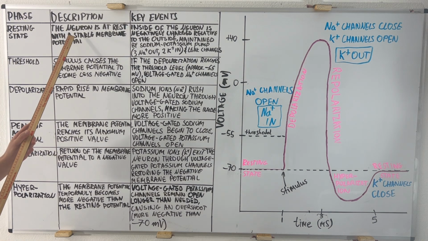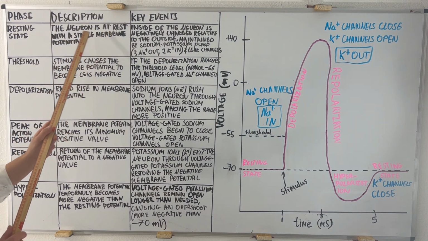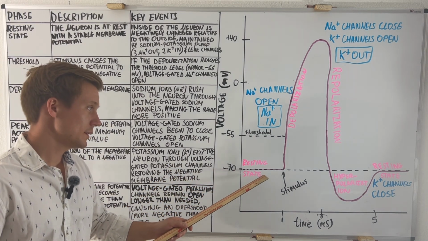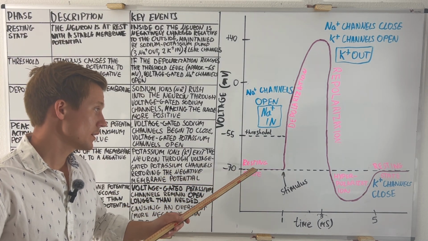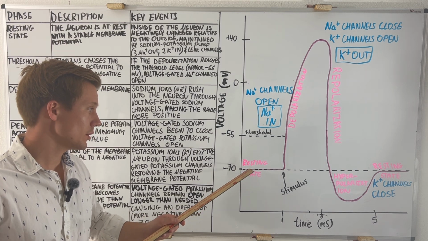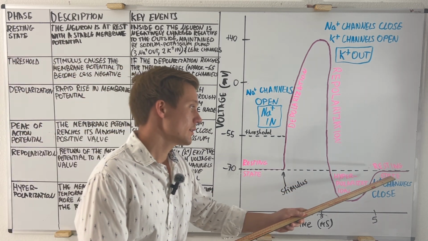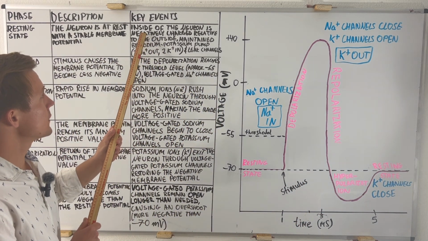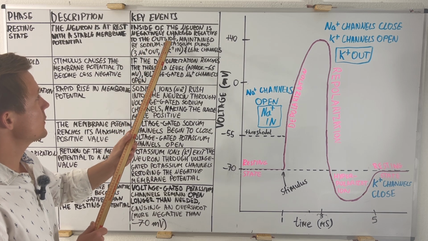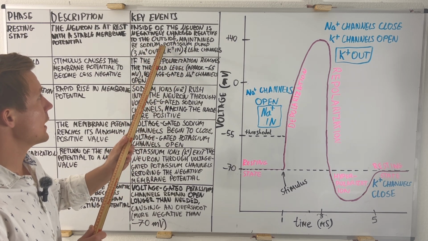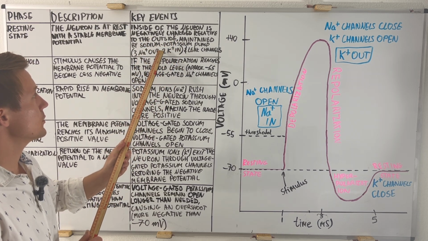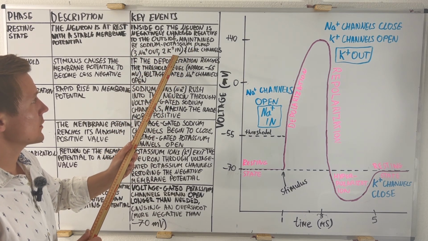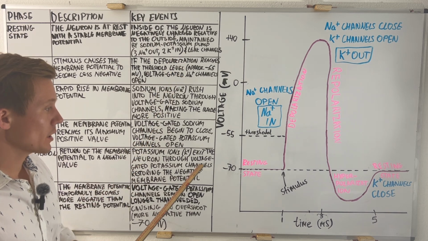And so the resting state is where the neuron is at rest with a stable membrane potential. And so indeed it is stable since it's flat in the horizontal orientation here, and it's flat horizontally here. Inside of the neuron is negatively charged relative to the outside, maintained by sodium-potassium pump, 3 sodium out, 2 potassium in, and leak channels.